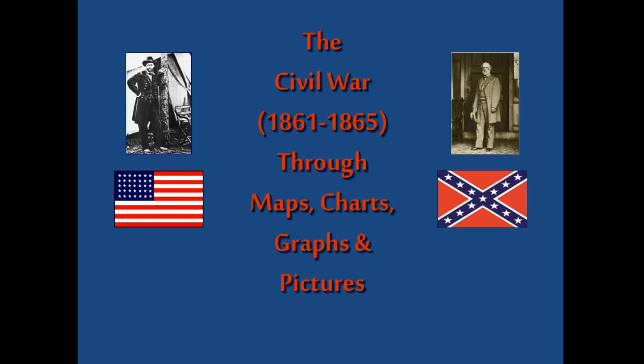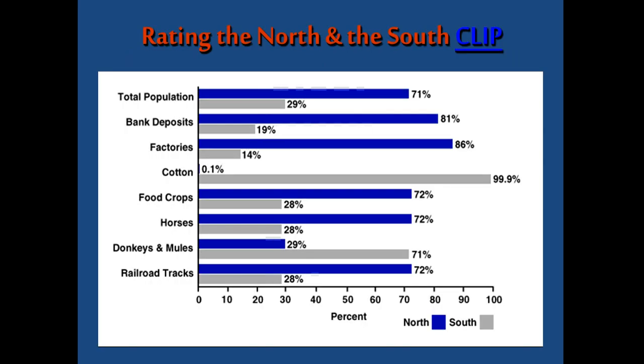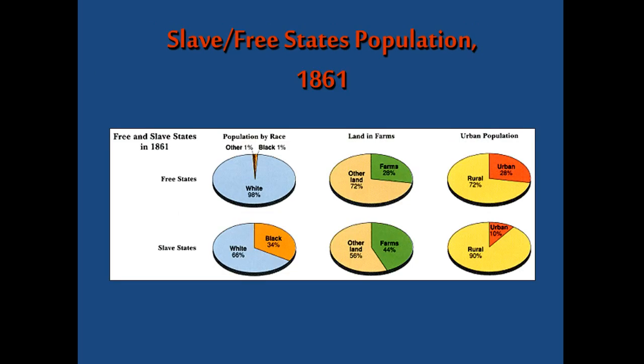So here we go with the Civil War through maps, charts, graphs, and pictures, and I'm going to go fairly briskly. The first is the North and South being completely unequal on paper. The only thing the South leads in is cotton, but all the population, the money, the industrial strength, the infrastructure is all concentrated in the North. So at least on paper, it looks basically like the North would win this war. However, looks can be deceiving.